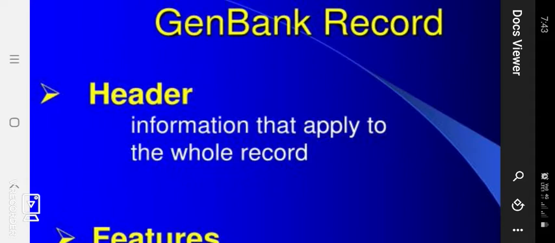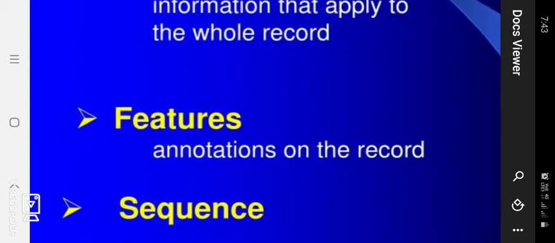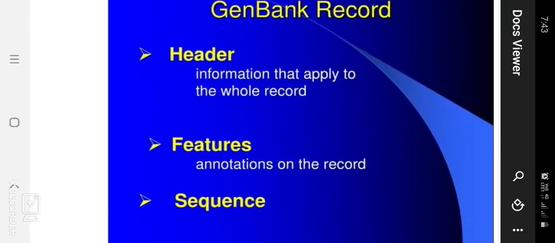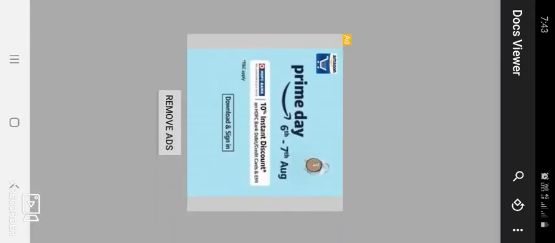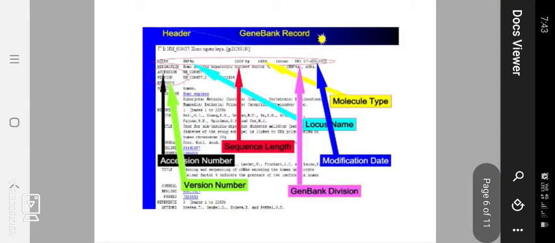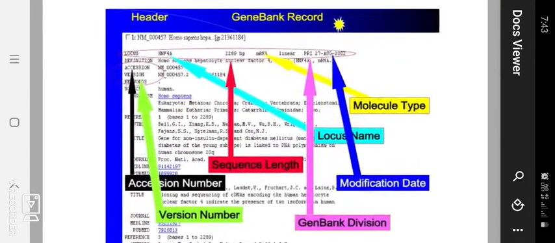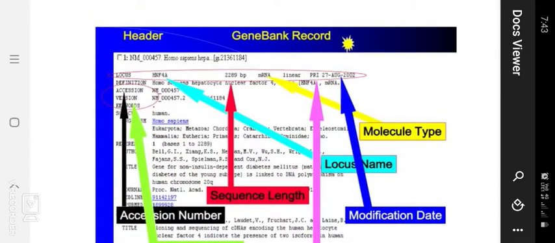Number one is the header, the information that applies to the whole record. Number two, the features, which are annotations on the record, and the sequence, which may be continued. Okay, so next is the official website of the GenBank record.